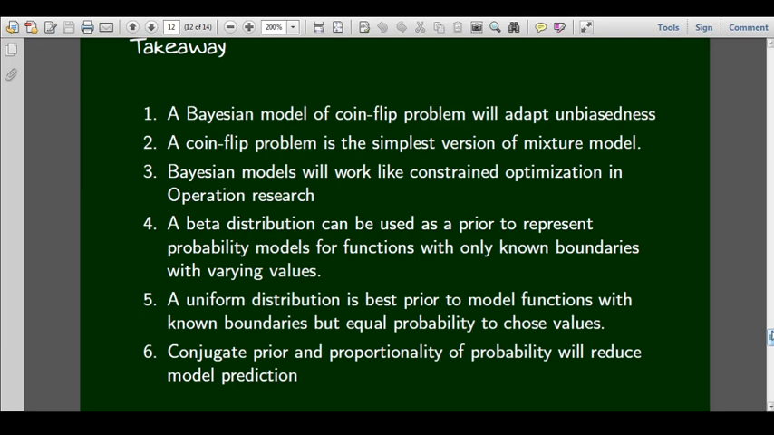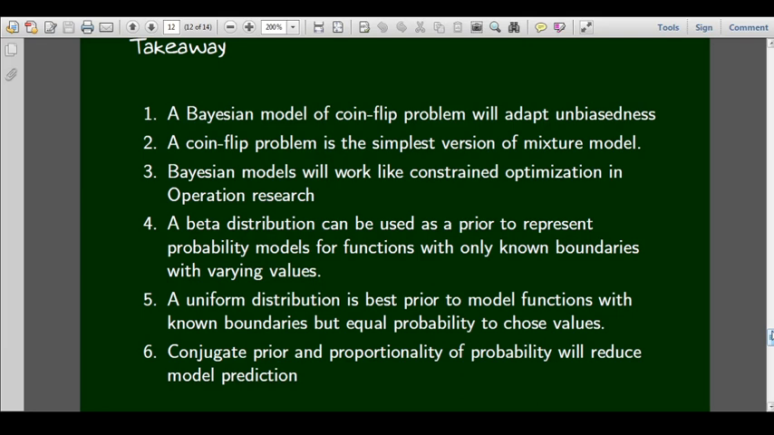I explained it. A beta distribution can be used as a prior to represent probability models for functions with bounded values and varying probabilities. That is the importance of using the beta distribution in selecting a prior. Then a uniform distribution is the best prior, that is my observation, to model functions with equal probability of choosing values. All the values will be chosen equally likely. In that case, instead of beta, you can use a uniform distribution. The beta distribution is used because here we cannot say they are equally likely.